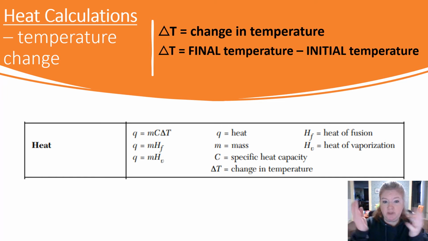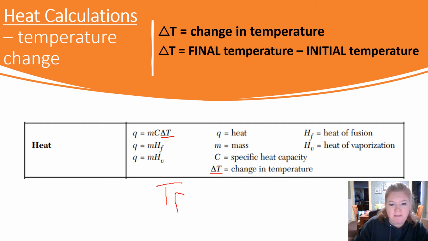So when there is a temperature change, okay, so let me grab my pen here. When there is a temperature change, you see this delta T stands for change in temperature, which would be the final temperature minus the starting temperature, okay, initial. It doesn't tell you that, so you have to know that piece, okay? So final minus initial. So we use this formula when there is a temperature change.